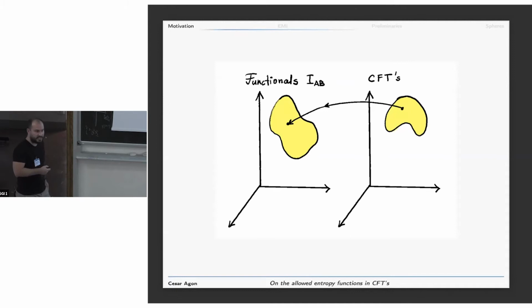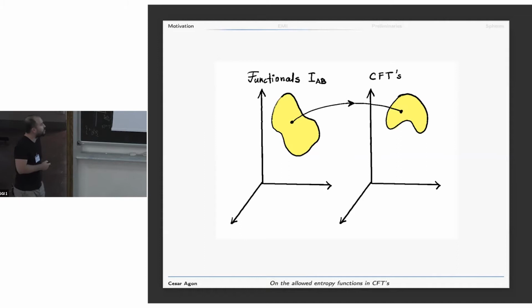So what we are interested in here is exploring the possibility that if you are able to solve for a particular realization of this functional, then this functional will actually correspond to a particular CFT. So you would have a map from CFTs to functionals of mutual information. But of course, finding explicit realizations of functionals that satisfy all these properties seems very out of reach, at least so far.